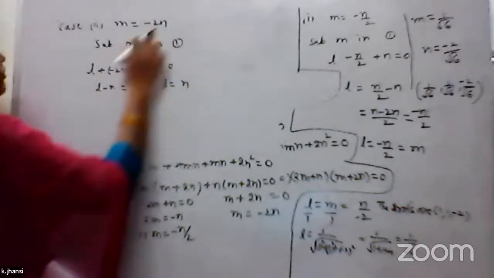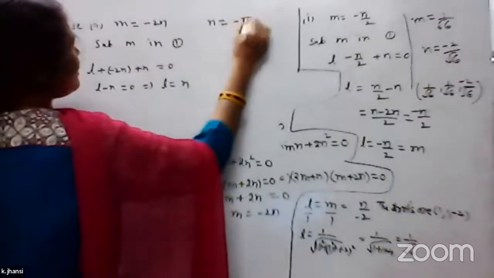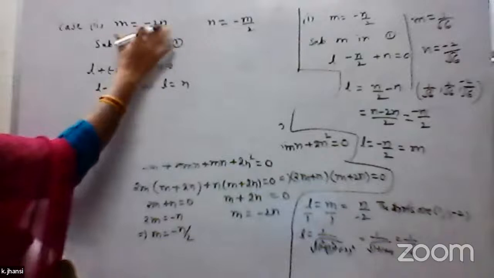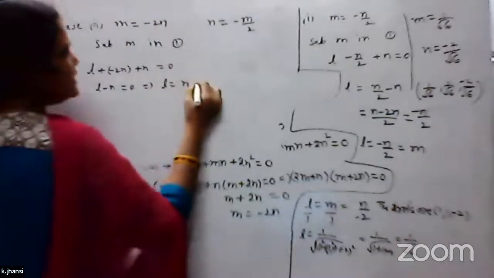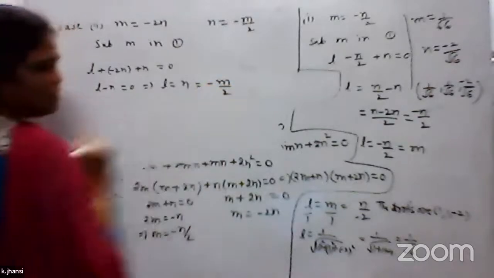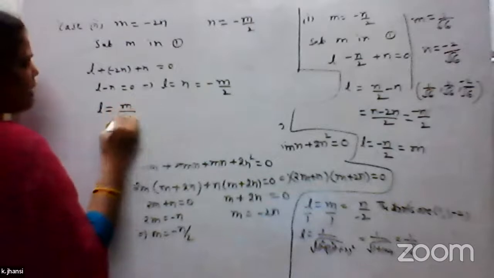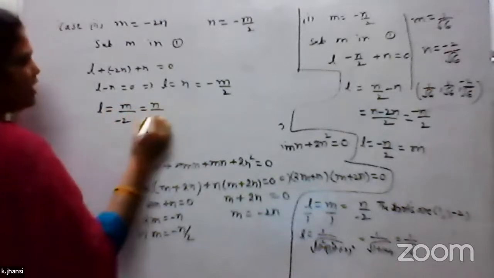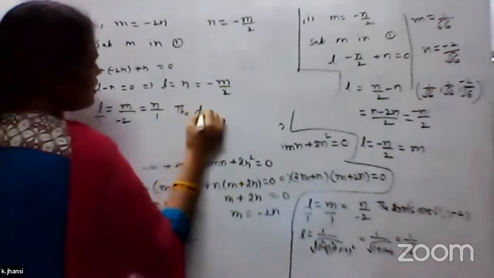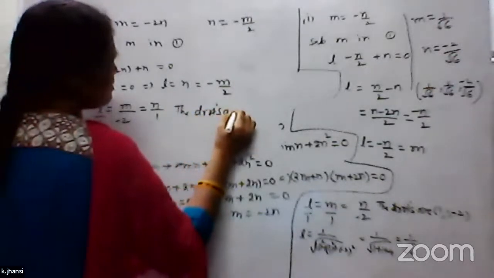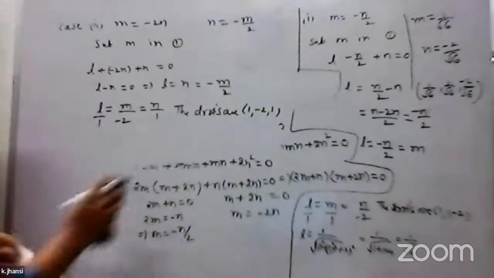Okay, so from here you take n equals minus m by 2. You can write here n value as minus m by 2. Now in place of n, this is equal to minus m by 2. So when you write in order, l equals m by minus 2 equals n by 1, that is 1 here. So the direction ratios are 1, minus 2, 1. Okay, just the interchange is there.